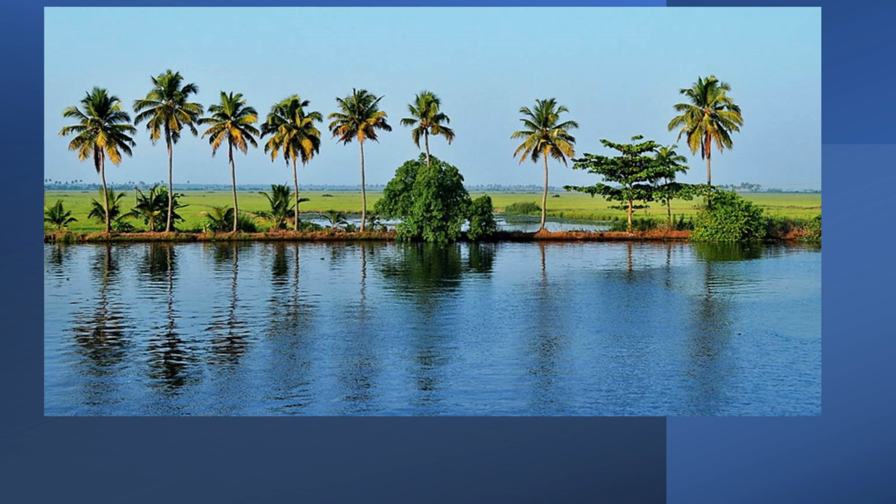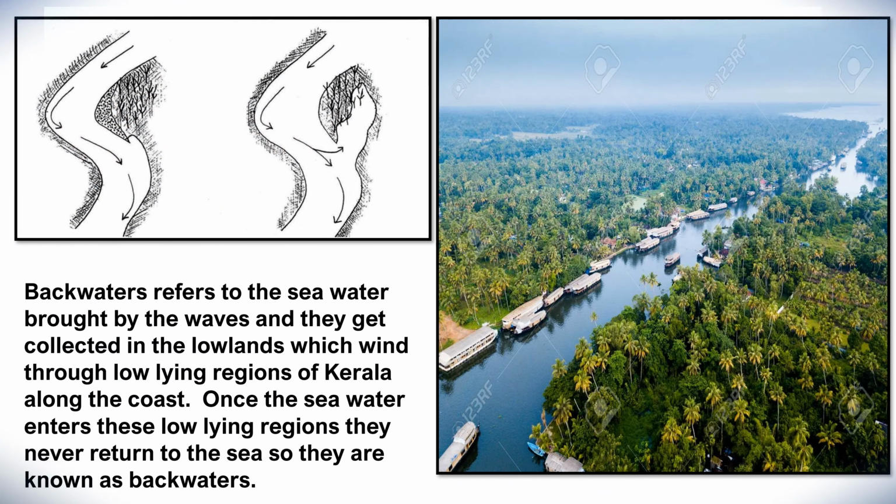The Malabar coast, especially that of Kerala, has many lagoons, which are known as backwaters. Backwater refers to the sea water brought by the waves, and they get collected in the lowlands, which wind through low-lying regions of Kerala along the coast. Once the sea water enters these low-lying regions, they never return to the sea, so they are known as backwaters.